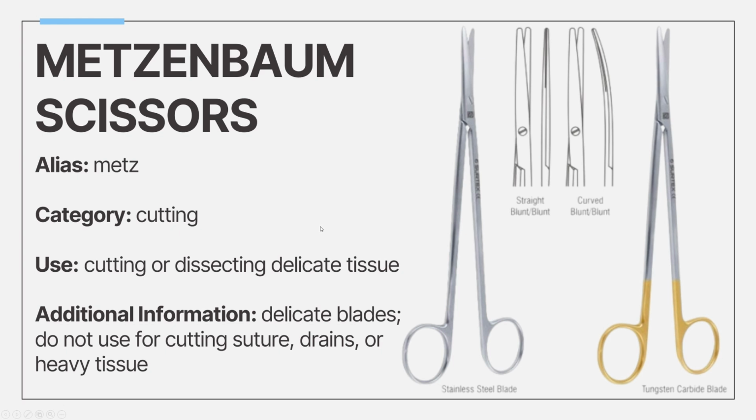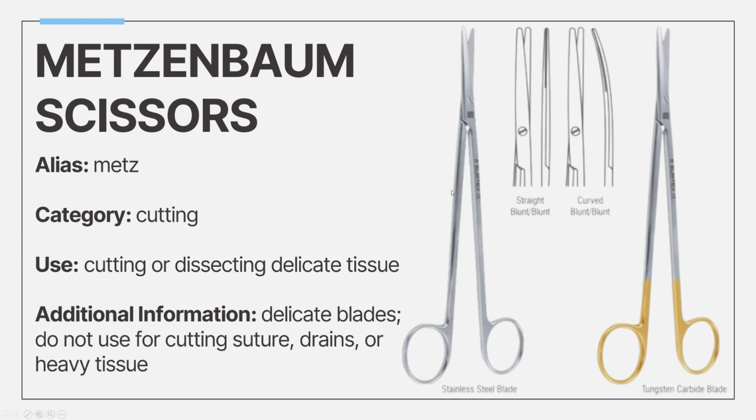We have the Metzenbaum scissors, which are also very common along with the Mayo scissors. They're used for cutting or dissecting delicate tissue, and they should never be used on cutting suture or sponges or heavier tissue. So that could be muscles, for example. And so as you can see, the difference between Mayo and Metzenbaum is that it has a longer shank. It has a very long shank, right? And shorter blades. And they could come in straight or curved.